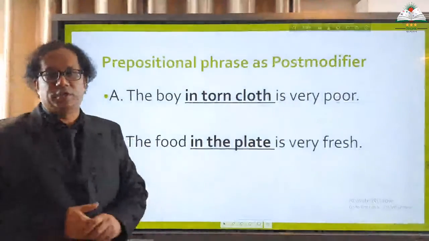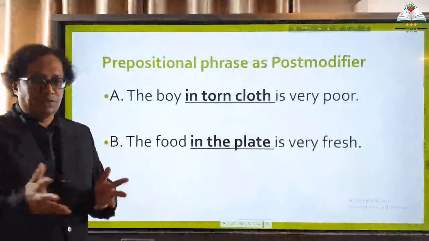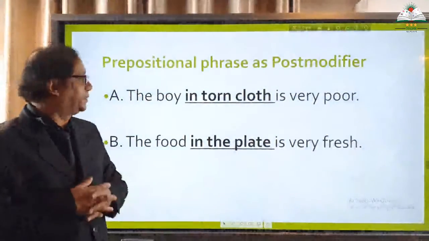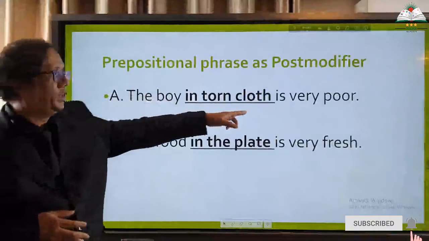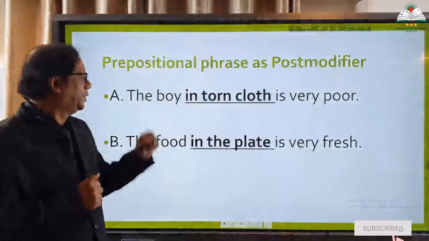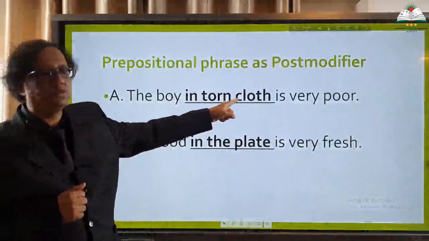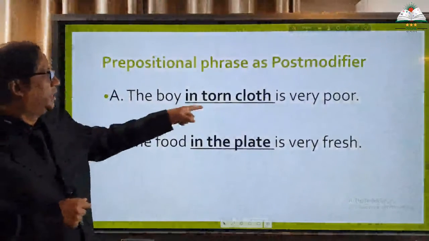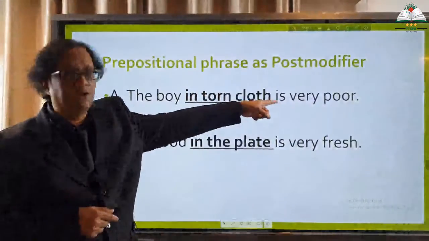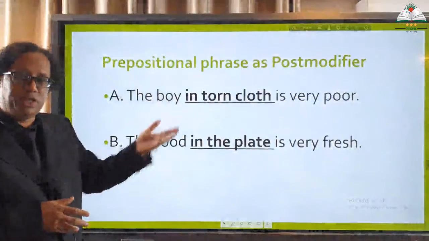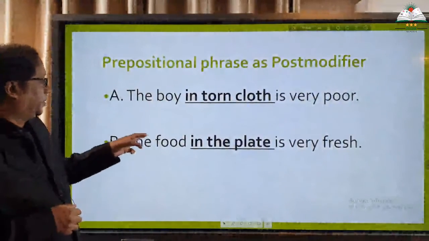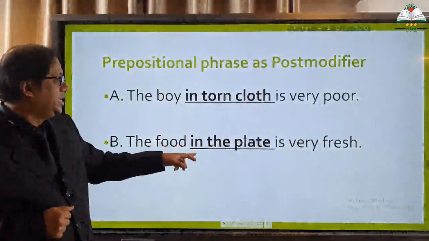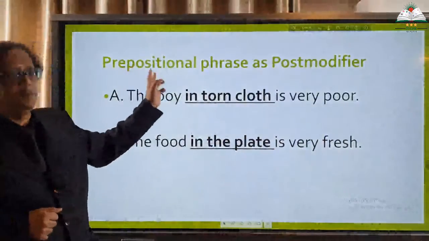Now, the prepositional phrase. You know preposition very well. It is one of your topics in grammar. We'll learn about it also, and maybe you have learned it in school. A prepositional phrase is a new kind of phrase. Let's see the example. The boy is very poor. That is the main sentence. Which boy? The boy in torn clothes. The boy in torn clothes is very poor. The boy in jeans or the boy in a suit is very rich. You can easily change the meaning or the formation of the sentence. Another example: the food in the plate is very fresh. Actually, the food is very fresh. Which food? The food in the plate. This is a prepositional phrase.